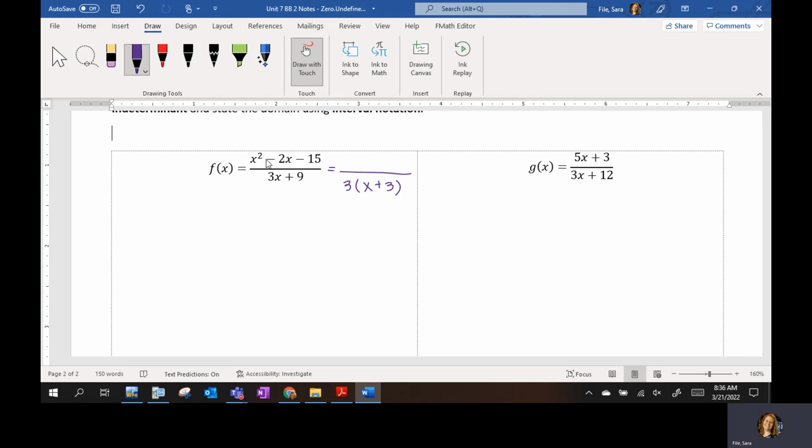And what about in my numerator? This is a quadratic. I can factor that quadratic form trinomial into 2 binomials. So the x squared would be x times x. What are the factors of negative 15 that add to negative 2? What would multiply to give me negative 15, but add to give me negative 2?